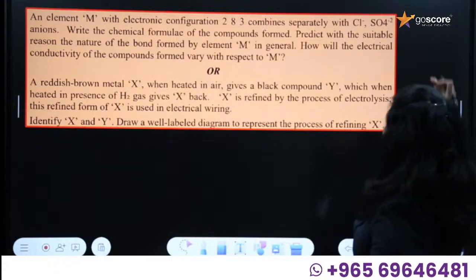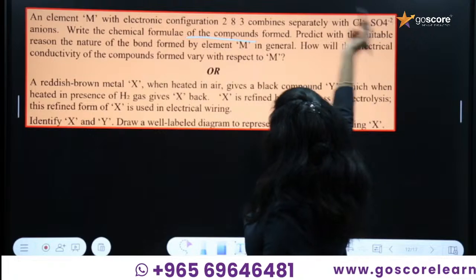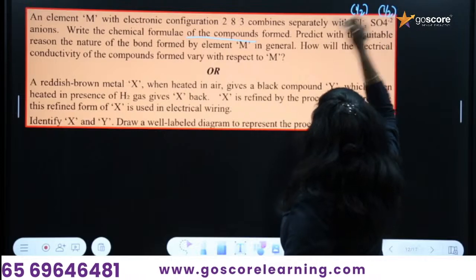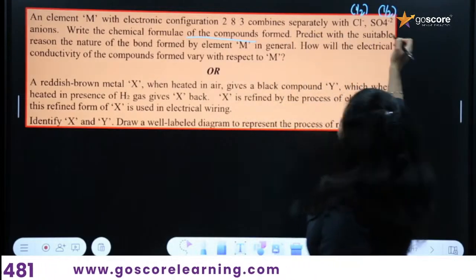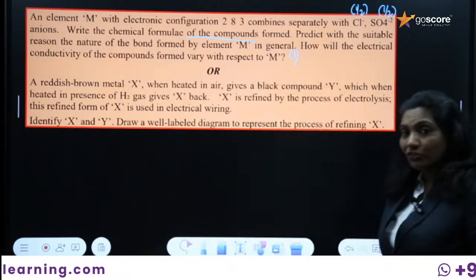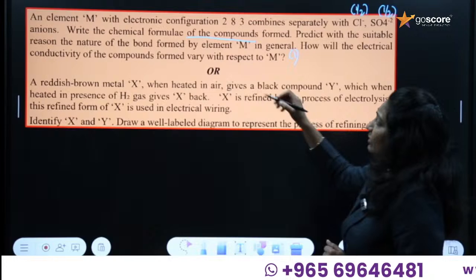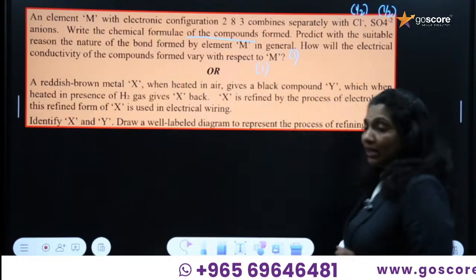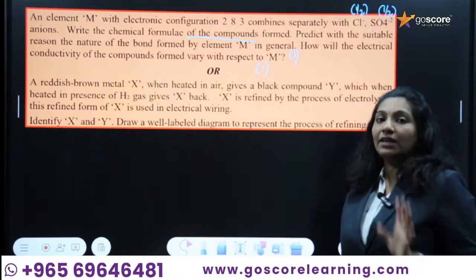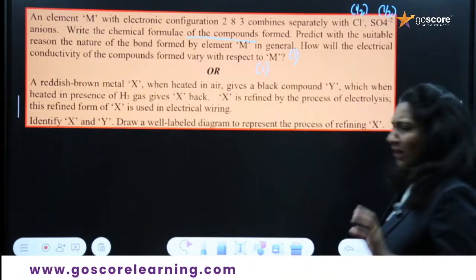Okay. So for this question, if you are writing the chemical formula for the compound when it combines with chlorine and sulfate ion, for chlorine ion you will get half mark. For sulfate ion, you will get the other half mark. So it's a 1 mark question. And for predicting the suitable reason and the nature of the bond formed, if you are explaining the type of bond formed along with the given reason, you will get 1 mark. And about the electrical conductivity, if you are explaining, you will get another 1 mark. So in your answer, each one should be specifically mentioned and you have to underline the main important points, or highlight those answers.